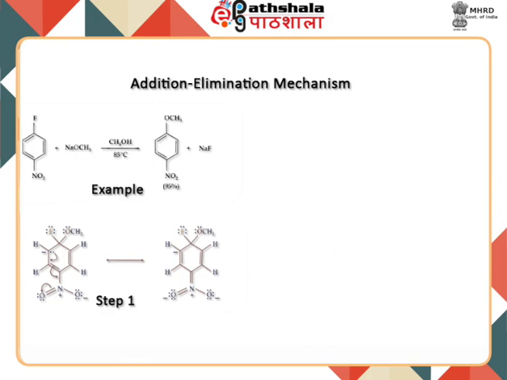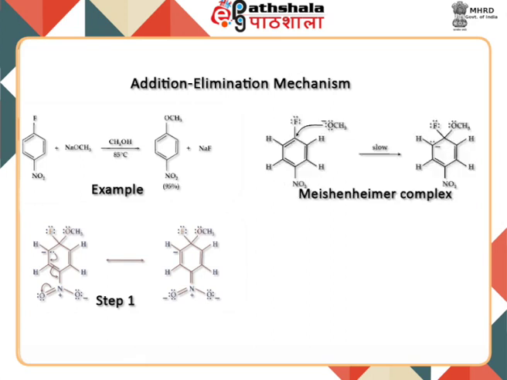The presence of an electron withdrawing group at the ortho or para position provides extra stabilization, which can be clearly seen in the Meisenheimer complex formed. The second step is a fast step. Aromaticity of the ring is restored in this step. The intermediate formed in the first step loses the halide.